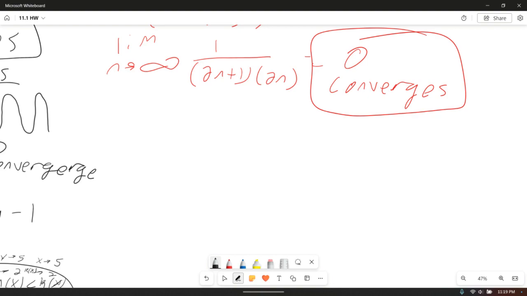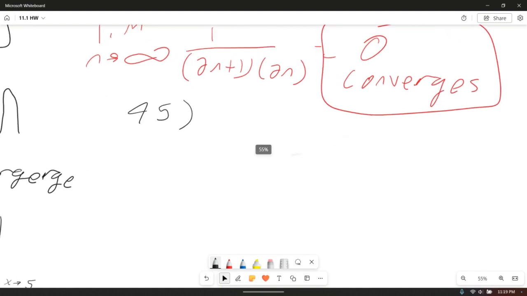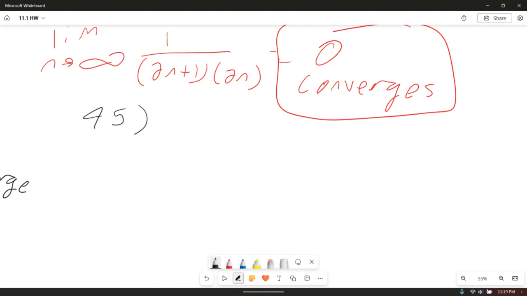Problem 45 has a bunch of different ways to do it. I think they're all pretty simple once you get through one little trick. Since the trick isn't exactly obvious, I'll just go over it. So for 45, we have the sequence a sub n equals n sine of 1 over n.